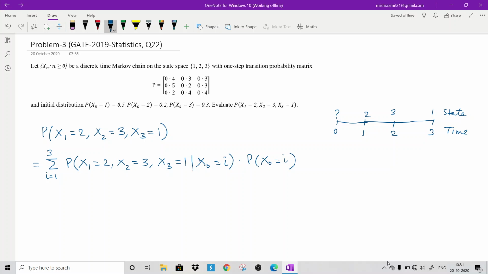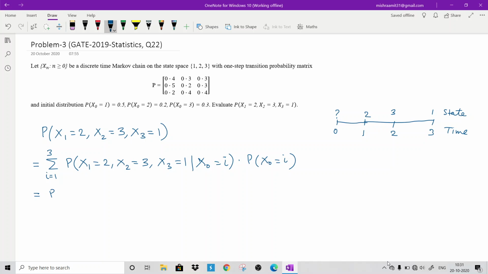So that means if the process starts from i, then what happens? This process can start from i equals 1, or i equals 2, or i equals 3. So in all these cases, we will find the probabilities and add them. Now I will just write down these probabilities using the Markov property, because now you know this original situation.